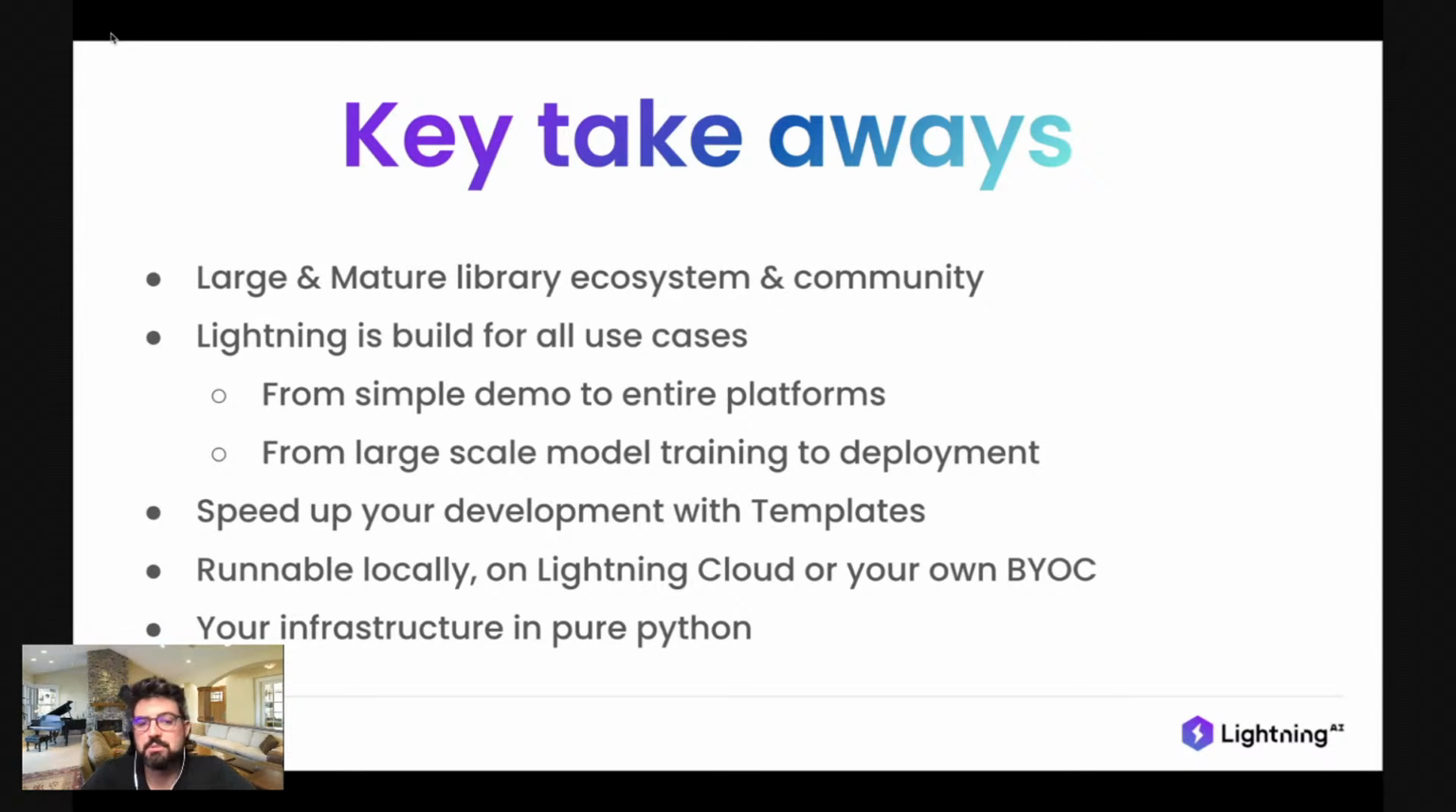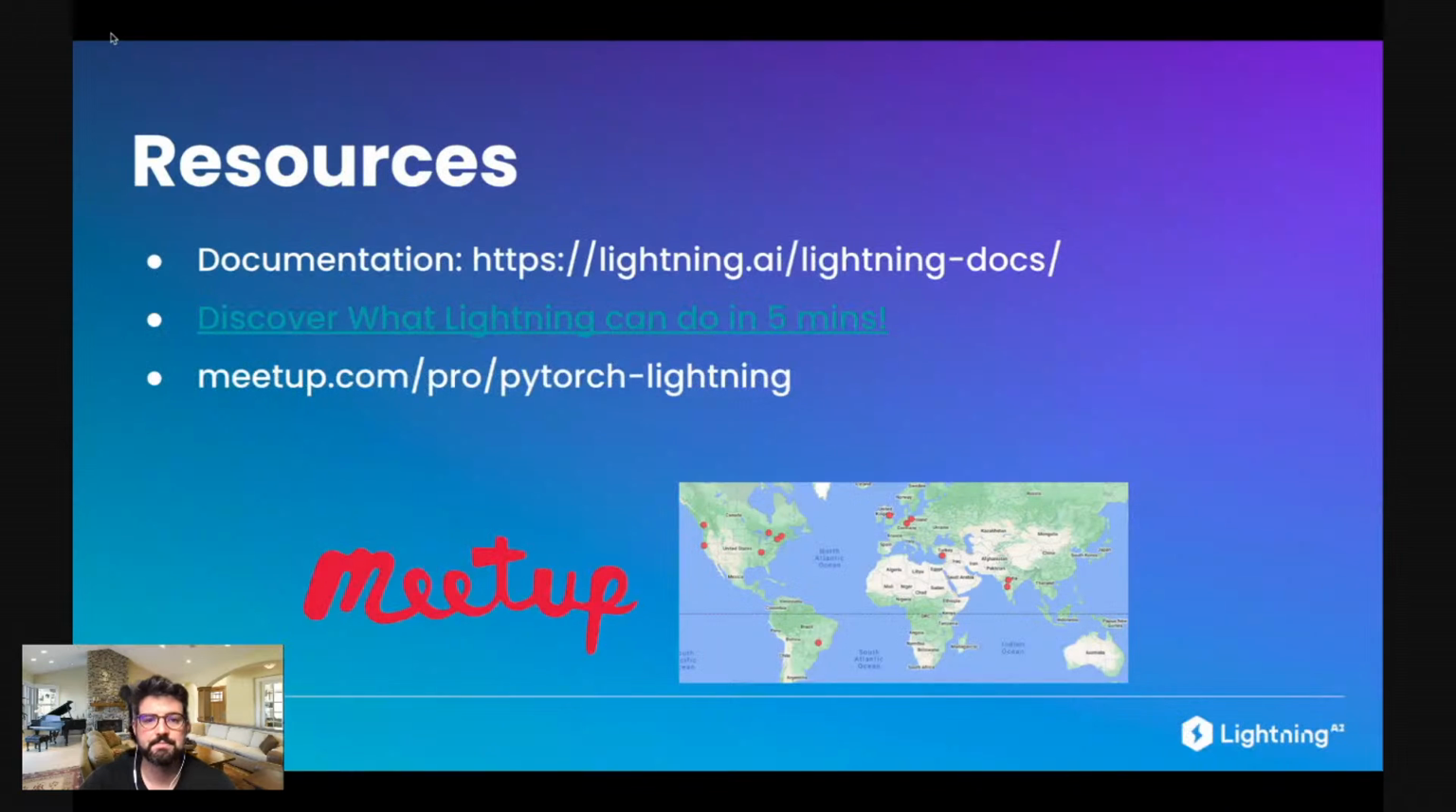You can also speed up your development with templates. It's runnable locally, on Lightning Cloud, and on your own BYOC. BYOC is the Lightning Cloud cluster running on your own cloud account. And it's really your entire infrastructure written in Python, and potentially in React if you want to create your own custom frontends, right?